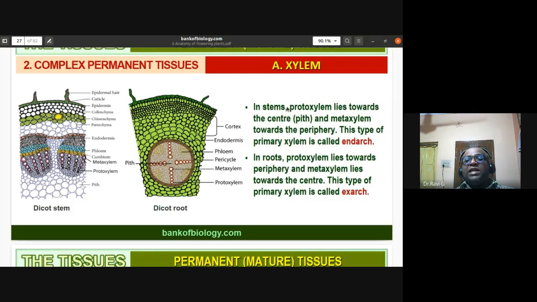So in stems and leaf, protoxylem lies towards the center or pith, and metaxylem towards the periphery. This type of primary xylem is called endarch. So you find protoxylem is found towards the center of the stem or the pith, and the metaxylem is towards the periphery. So in roots, protoxylem is towards the periphery and metaxylem is towards the center or pith. This type of primary xylem, we call it exarch. So you have to remember about endarch and exarch.